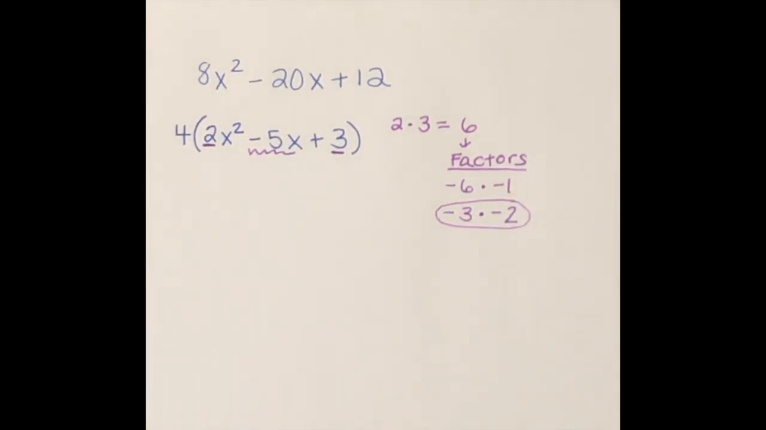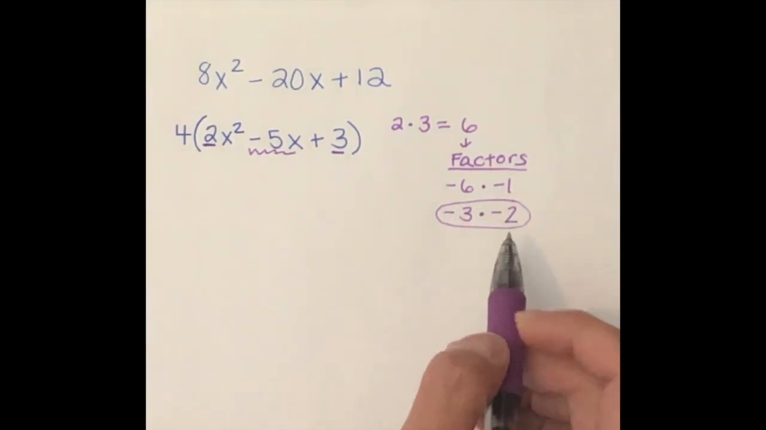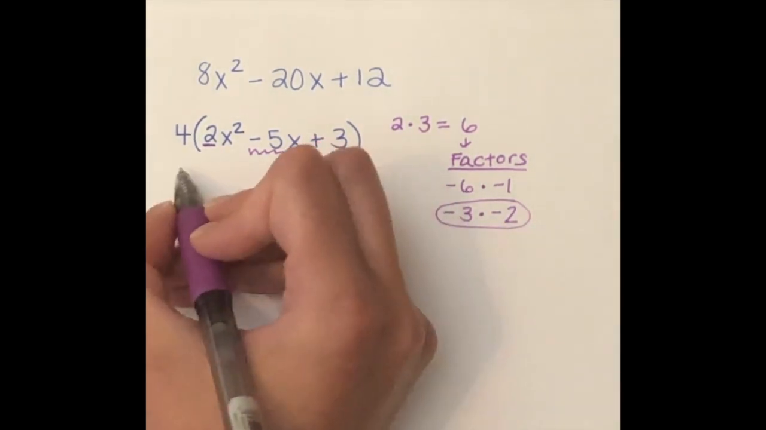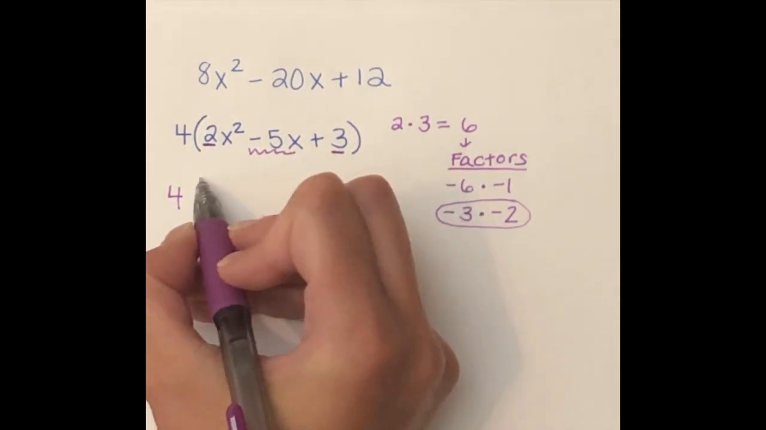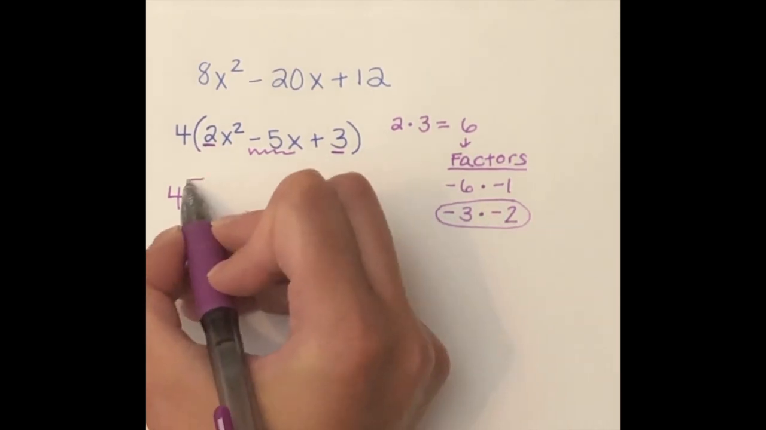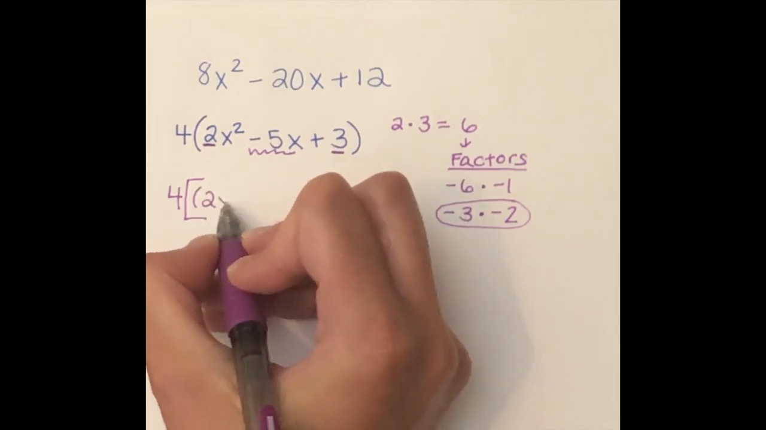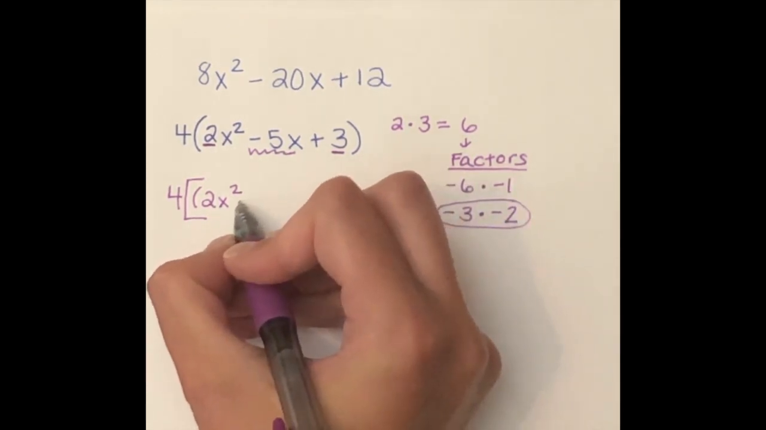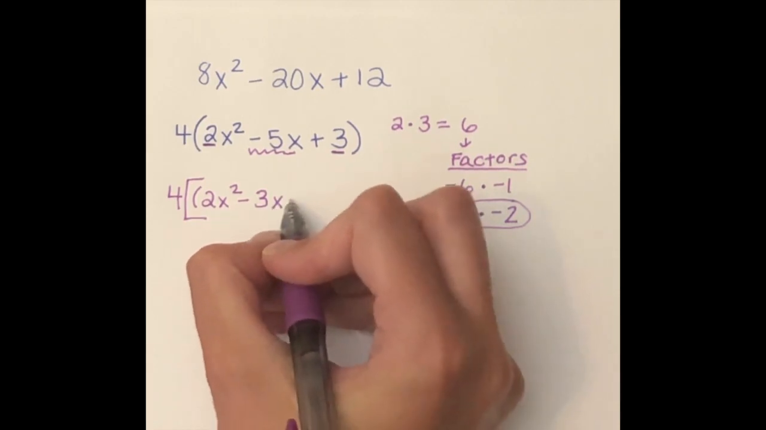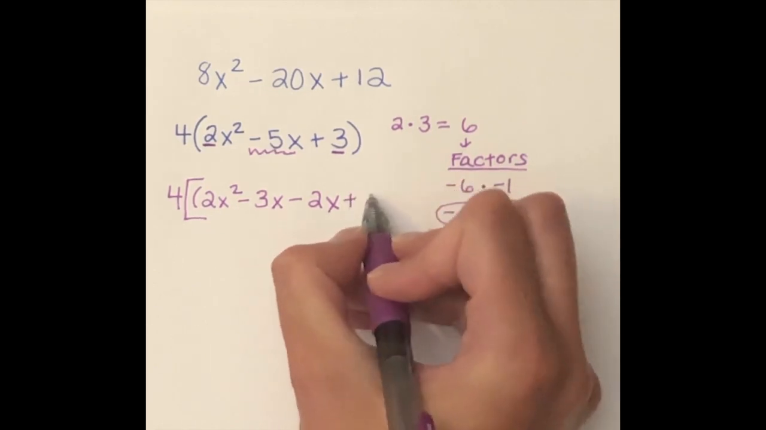So what we're going to do is go back to our trinomial and rewrite this negative 5x as its factors, negative 3 and negative 2. The 4 is going to come along for the ride. We can't forget it. And because I'm eventually going to use 2 parentheses, I'm going to throw a bracket in there. So now we have 2x squared, and we're going to rewrite this using negative 3 and negative 2: minus 3x minus 2x, because again, there's your negative 5x, plus 3.